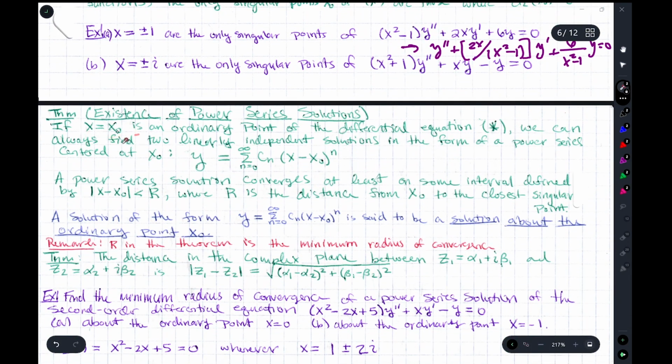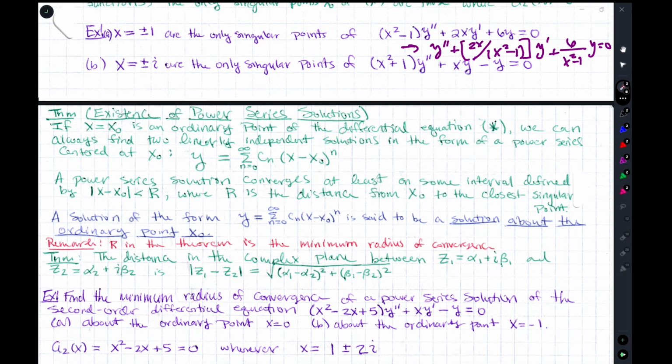So if x equals x naught is an ordinary point of the differential equation asterisk that we have above, we can always find two linearly independent solutions in the form of a power series centered at x naught. A power series solution converges at least on some interval defined by this relation, where R is the distance from x naught to the closest singular point. That's the minimum radius of convergence.